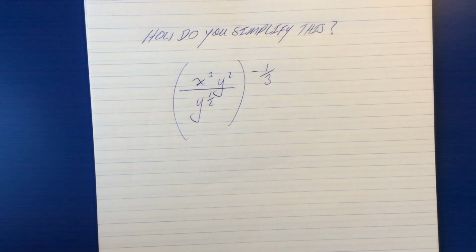What does it equal to when you work it all out? Well, the answer to how do you simplify this is you do it in parts and you do it carefully. It's not difficult, but it is going to take a little bit of work.